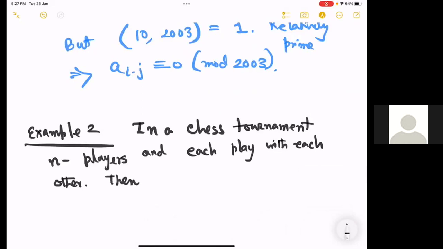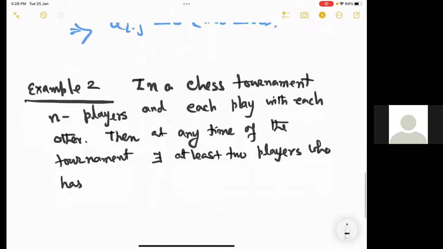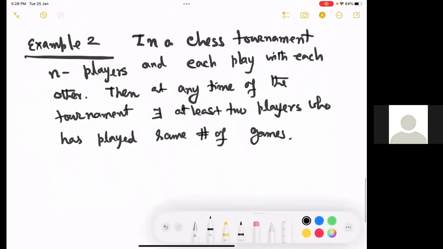Then at any time of the tournament, there are at least two players who have played the same number of games. This is really fun, this kind of problems.